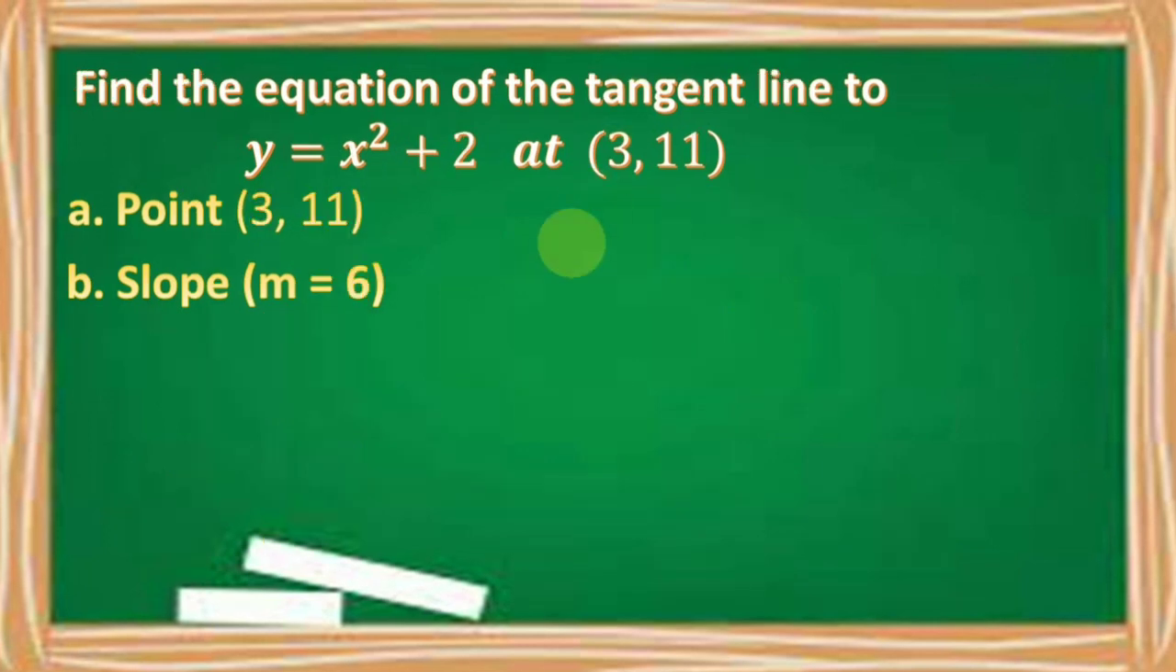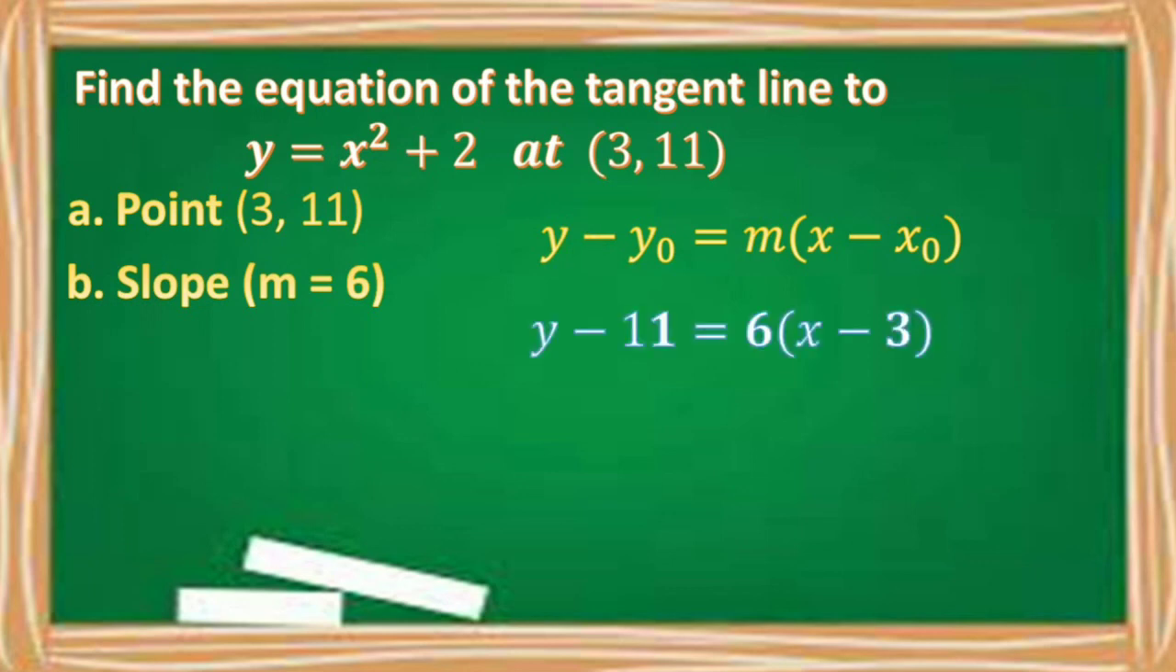And to finally determine the equation of the tangent line, we just need to substitute the values of the coordinates of the point and the slope in our equation. y minus y sub 0 is equal to m times the quantity x minus x sub 0. So we have y minus 11 is equal to 6 times the quantity x minus 3. Therefore, the equation of the tangent line is y minus 11 is equal to 6 times the quantity x minus 3.